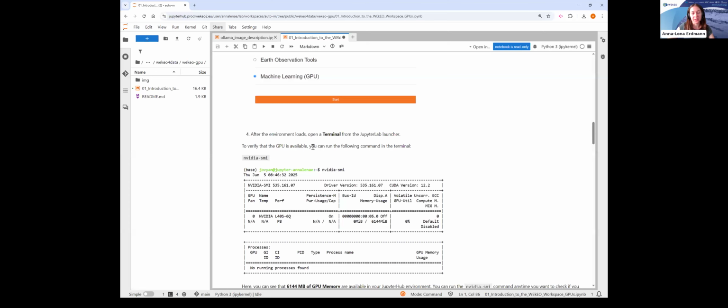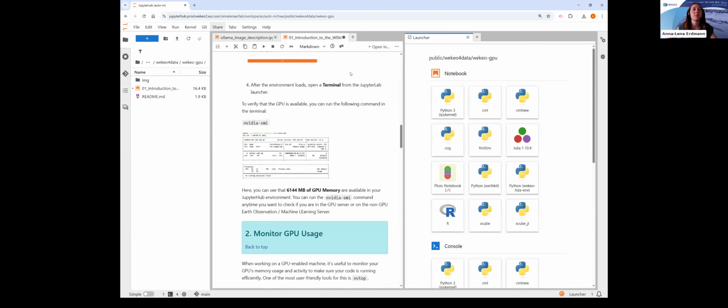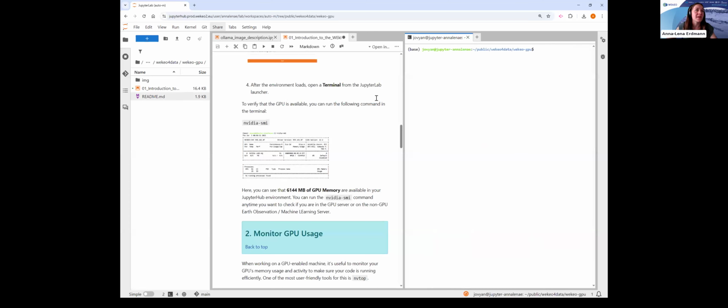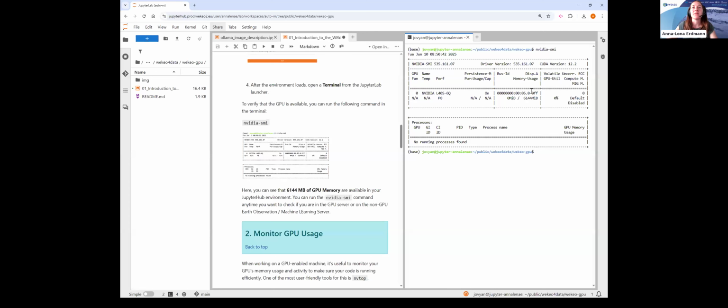When you're already logged into the Jupyter Hub environment and you're not sure whether it is the GPU or another server, you can very easily check that with nvidia-smi. And you can see here now, yes, GPU is detected and I have 6.2 megabytes of memory available right now.